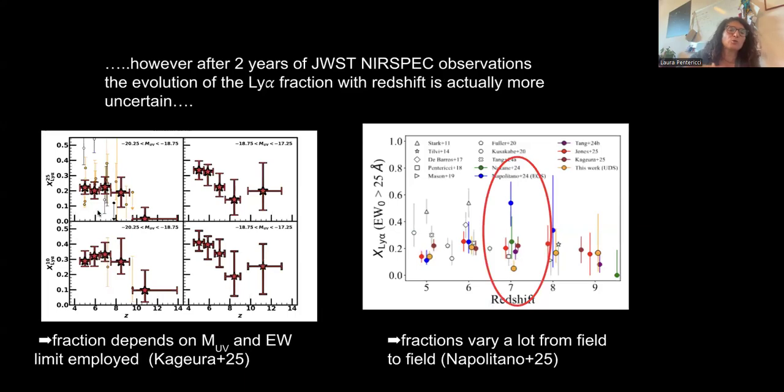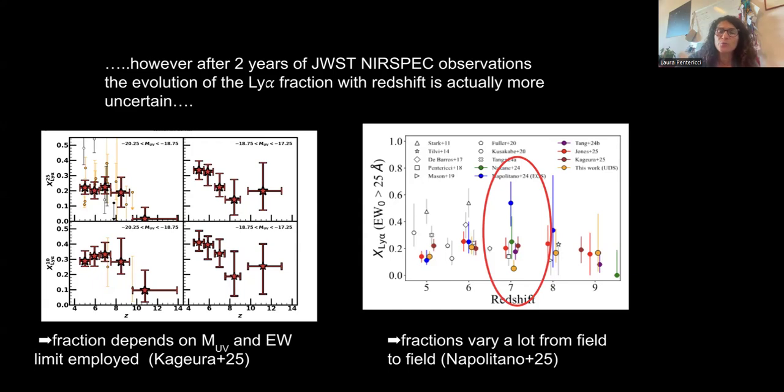And so, these are the new plots when you consider the fraction of Lyman alpha emitters in general star-forming galaxies. In the upper left plot you see this fraction of emitters versus redshift, and you don't see the very nice rise and fall that we thought was true before JWST. We now see that the fraction depends a lot on MUV, and on which equivalent width limit you employ. So the situation is much more complex.